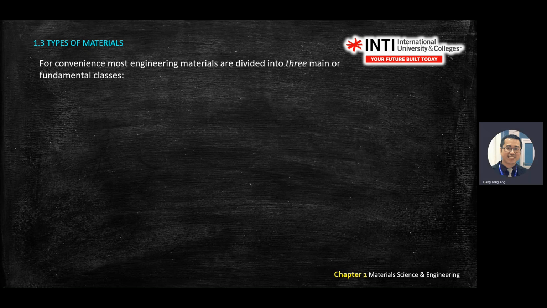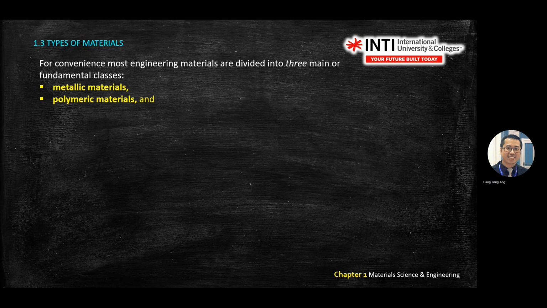We already covered up to question number 7 because yesterday we covered a little bit about this chapter 1. Yesterday we mentioned that for this module, we will cover metal, composite, polymer, and ceramic.